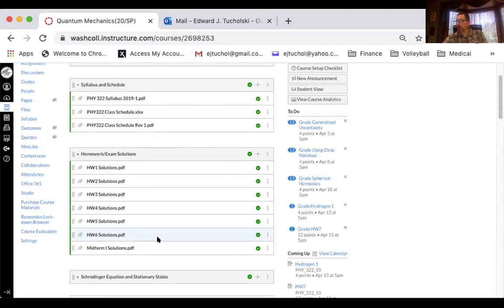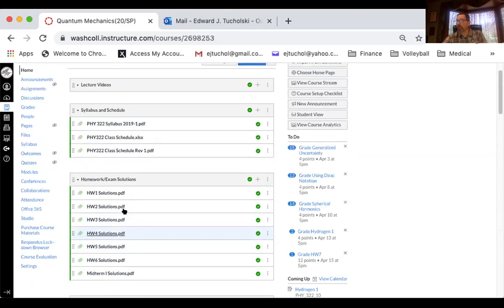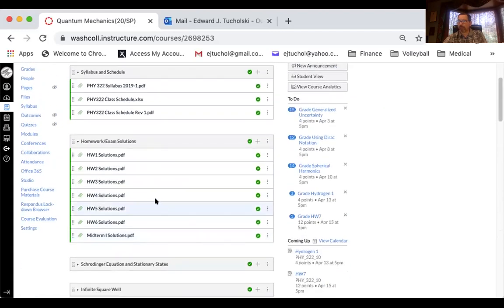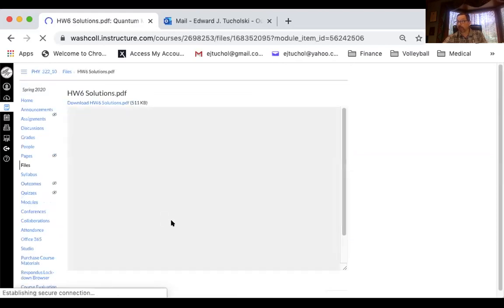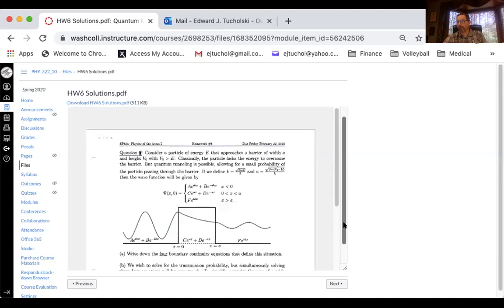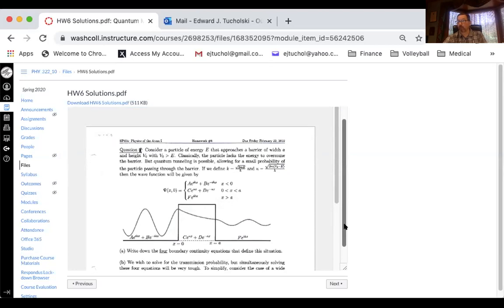On the homework, homework solutions are posted up near the top, right? Lecture videos, syllabus, and schedule, and the next thing down is homework solutions. Homework 6 was a scattering homework. Click on that and you can see it was a barrier problem. This is what I don't like about Canvas, watching this little circle go around while it tries to load the document. It's clearly a scattering problem, so that's a good one to make sure you know how to do for the next midterm this week.